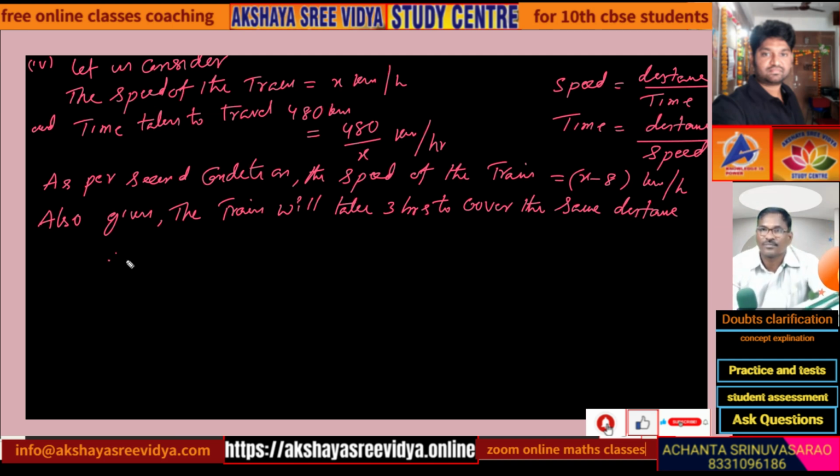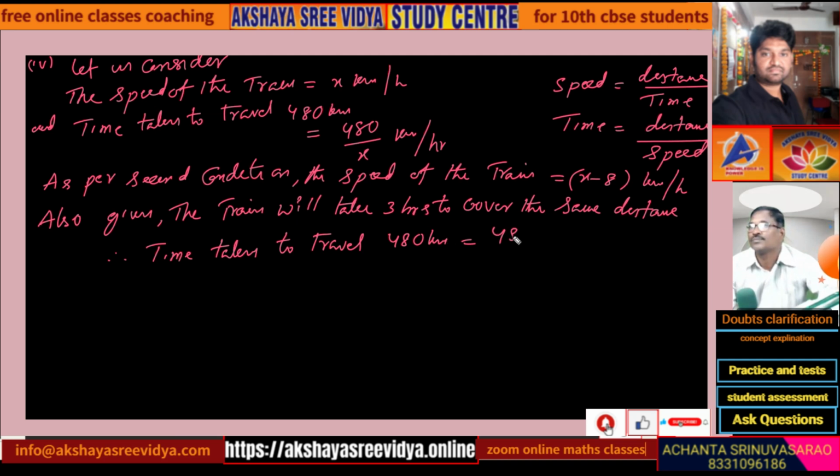Therefore, time taken to travel 480 kilometers is equal to 480 by x minus 8, plus 3 hours.